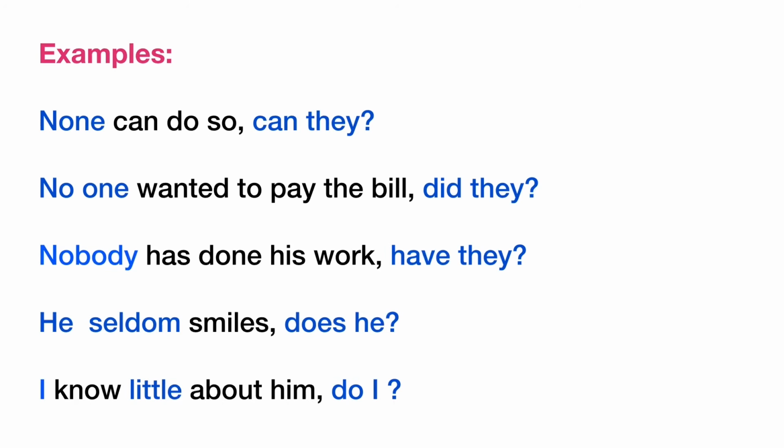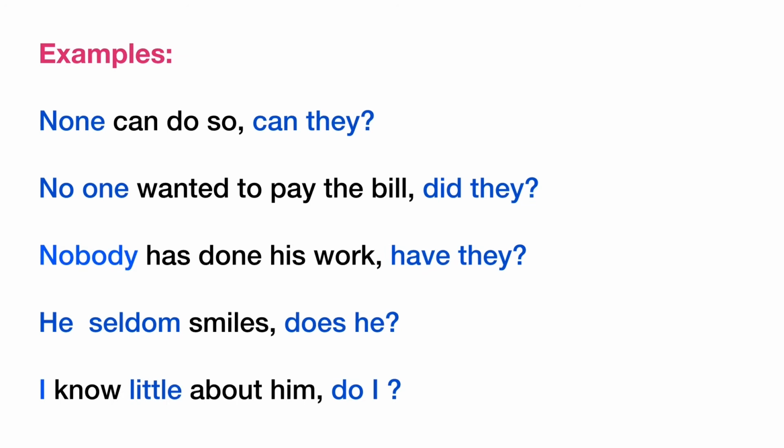Students, none, no one, nobody, these subjects, these pronouns, these are distributive pronouns and they take singular verb with them. But the question tag of all these pronouns takes plural subject and plural verb as well. Let's see how. None can do so, comma, can they? Negative statement, positive question tag. None means out of many, no one can do so. So that's why question tag takes plural subject, they, as well as plural verb.